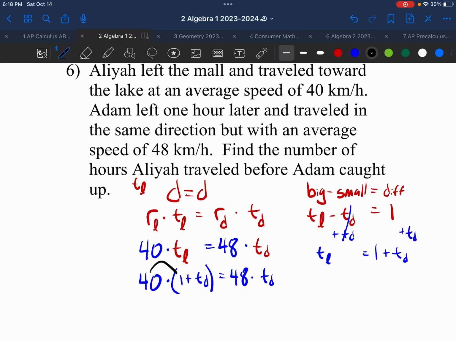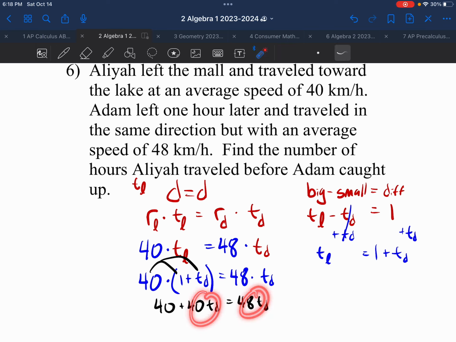I'm going to say 40 is being distributed. 40 times 1 is 40. 40 times TD is going to be a positive 40 TD. And then on the right-hand side, 48 times TD is 48 TD. All right, let's first analyze our variables. Variable on the left, variable on the right. Okay, it doesn't matter which side the variables are. Let's analyze the constants, aka the numbers. There's a constant on the left, no constant on the right. Therefore, the constants should probably live on the left. If the constants are already on the left, we need to move the variables to the right-hand side.